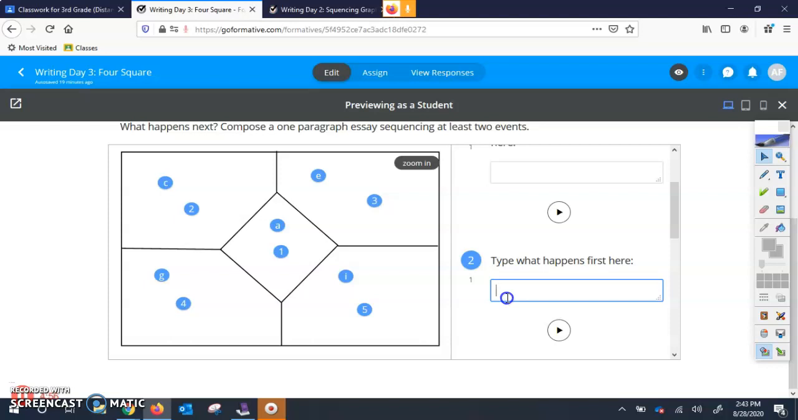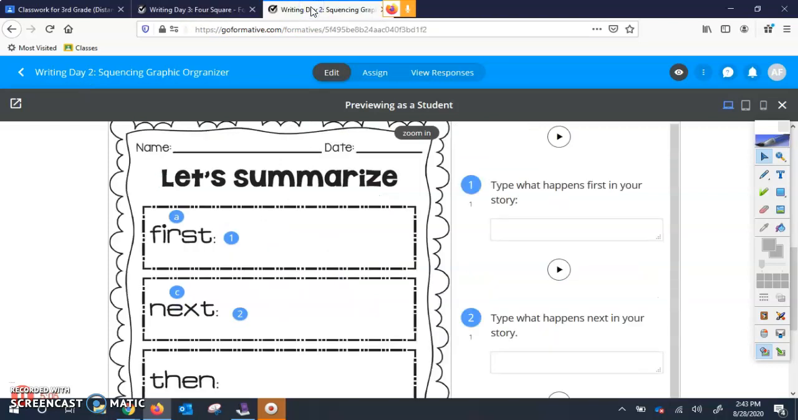Here's a quick tip. I suggest you have two tabs open, writing day three and writing day two, because then you can go back to writing day two and remember what you wrote in your story. You could even copy it just like I did. So let's say this is what I had written. You can take this and highlight it.